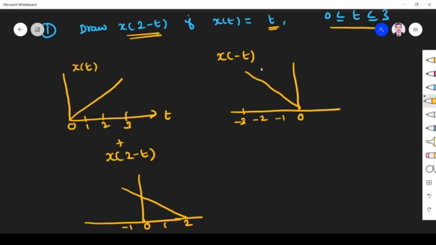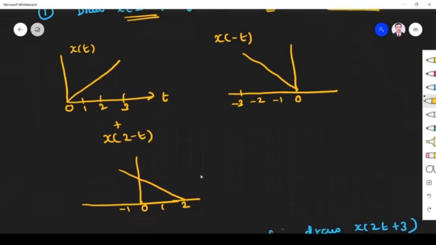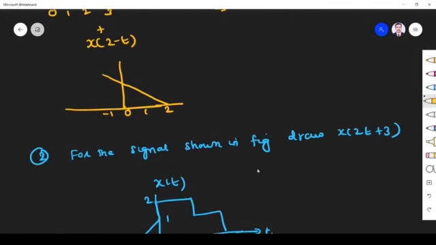So this is the reflection, and I have to shift 2 units right hand side. That means I have to delay it. Here it has started at 3. Delay by 2 means you have to go 2 units right hand side. So like that you can understand. This is what x of 2 minus t is.